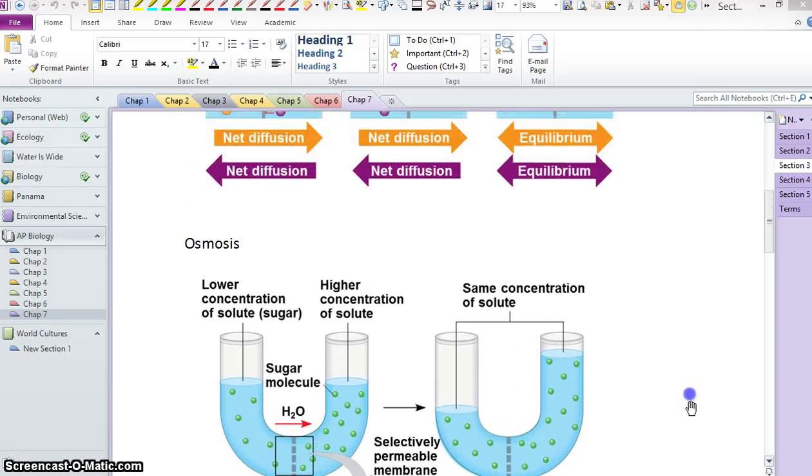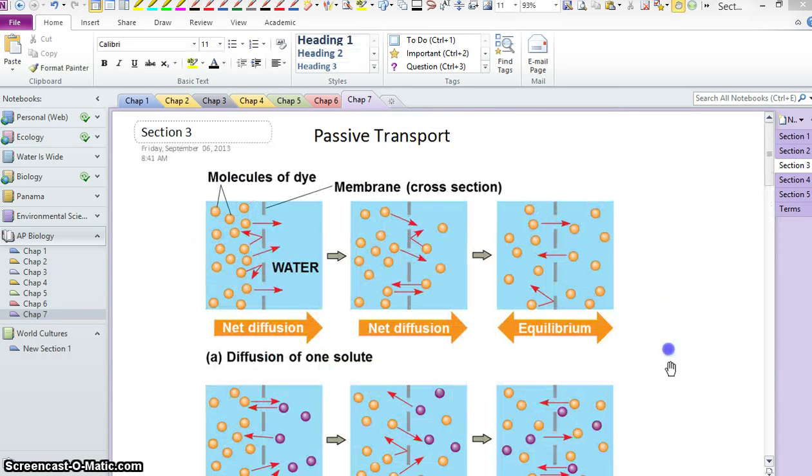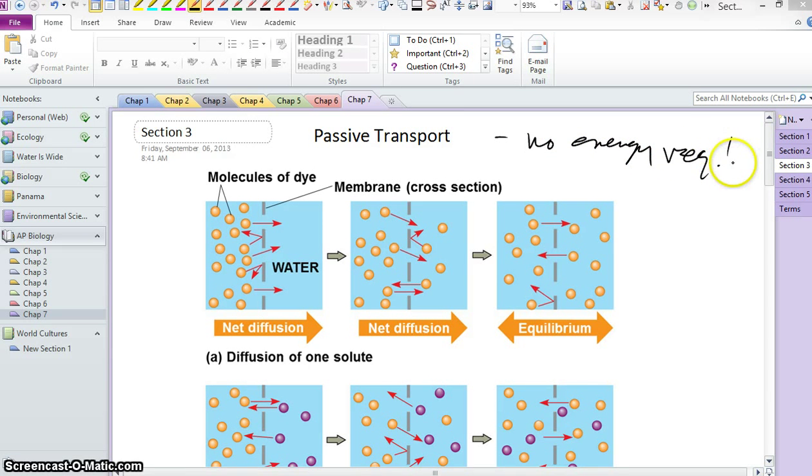So osmosis, we know that as, and I should note up here, passive transport. What's one of the hallmarks of it? No energy required. No energy required.